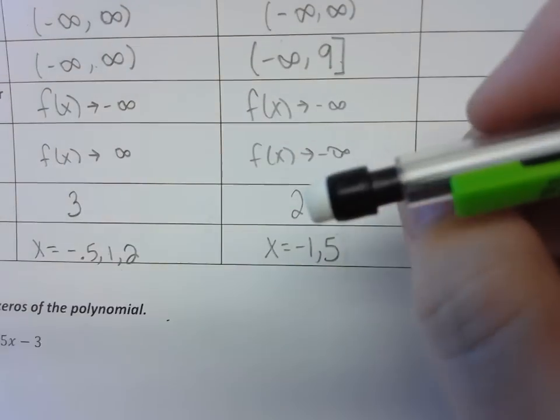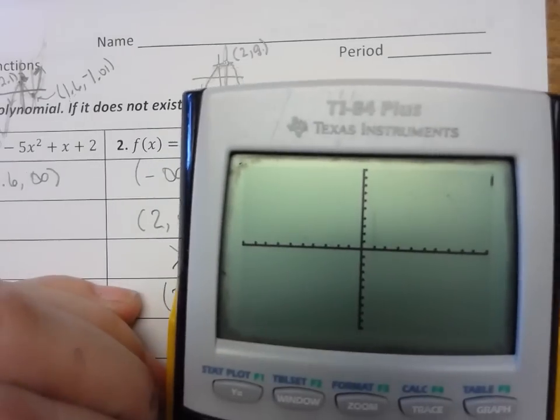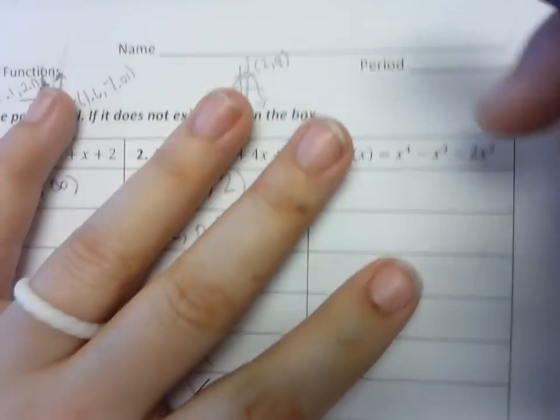Okay. Next, let's go graph that: x to the 4th minus x cubed minus 2x squared. I'm going to graph that. And that looks like this to me, kind of like a weird W. So just get a good sketch of this here.